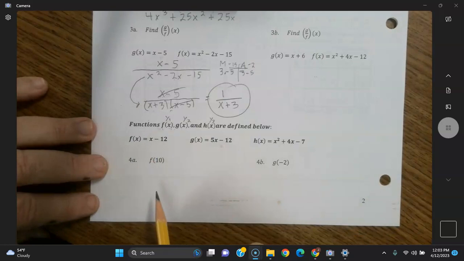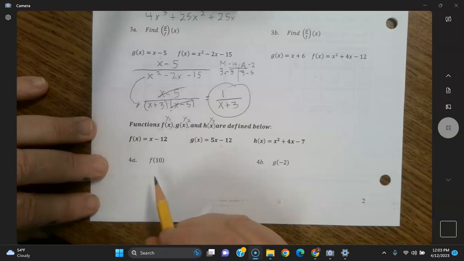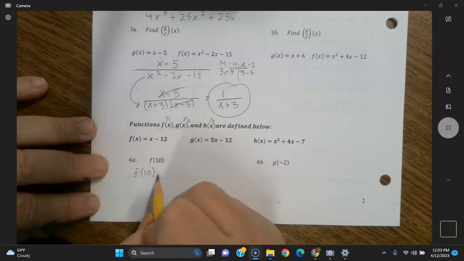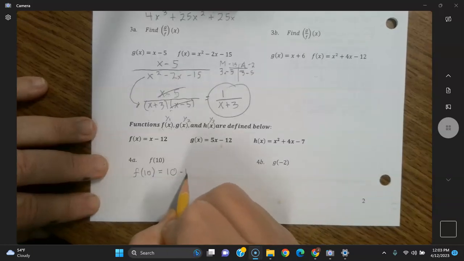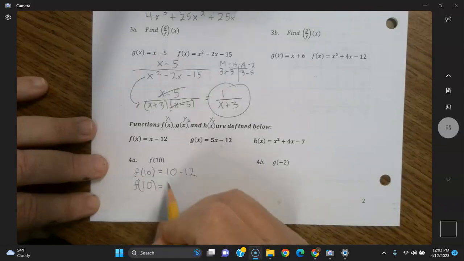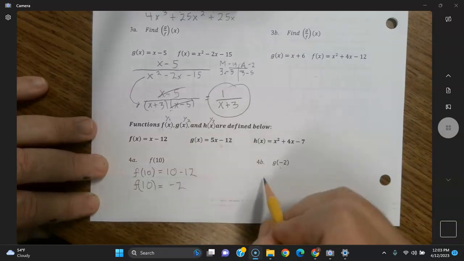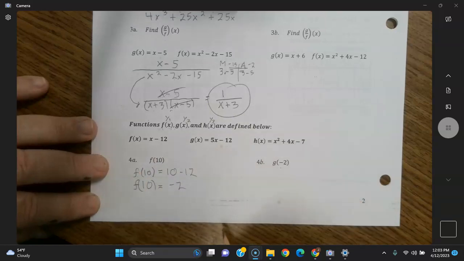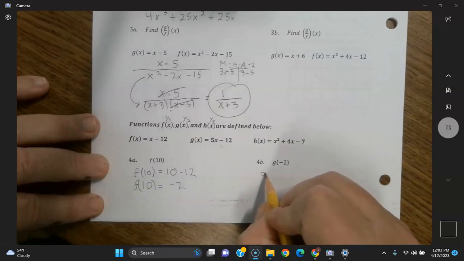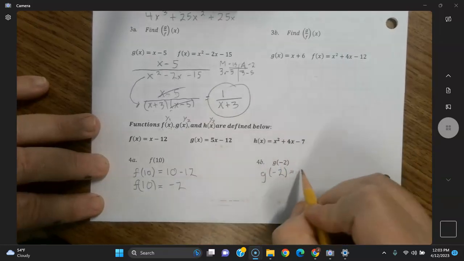Okay, so all you're doing here is plugging a number in. So f of x equals x minus 12. So for 4a, it's f of 10, because that's what they're telling us to plug in, equals 10 minus 12. So f of 10 equals negative 2. Over here you're using g, this one right here. Usually I'm just going to do the A problems, but I'll do the B problem this time. There's a couple of more on the next page. So g of negative 2 equals, it's 5x, so it's 5 times negative 2.